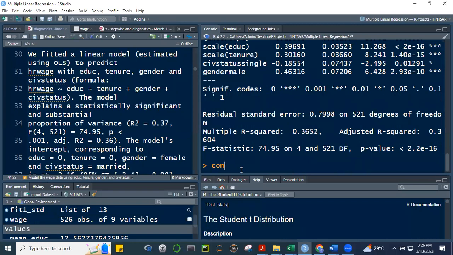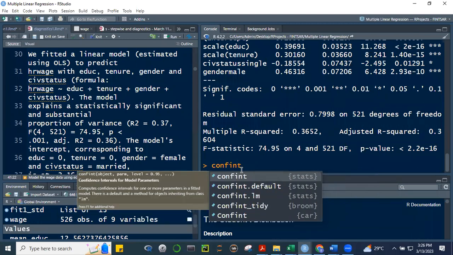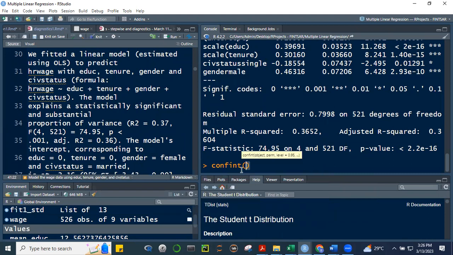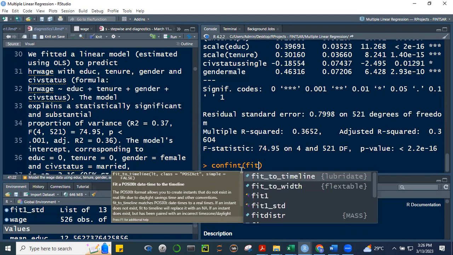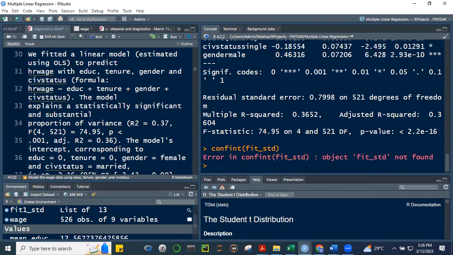The shortcut is just using confint. This function confint gives us the confidence interval. In fact, we can use this for the model a while ago, but let's use it first for fit. What was our model? Fit underscore standardized, which is this one. Sorry, fit one, very careless with my names.